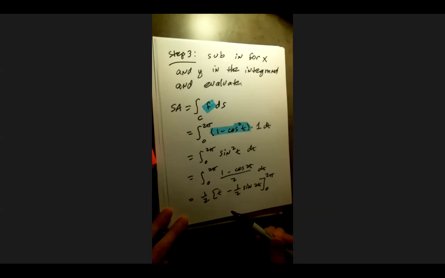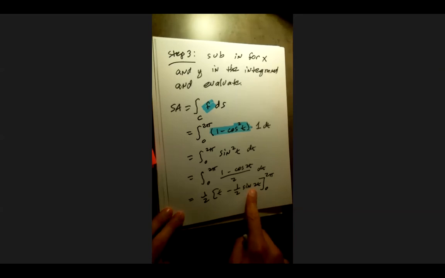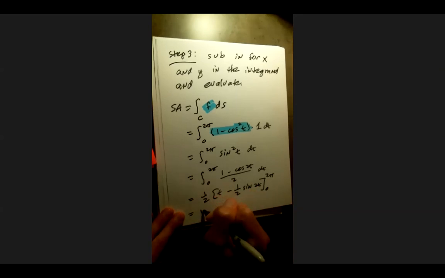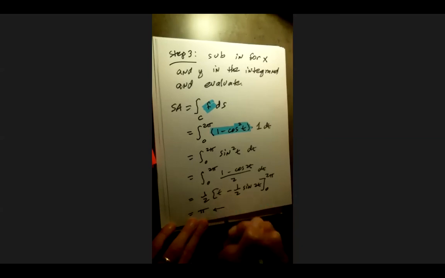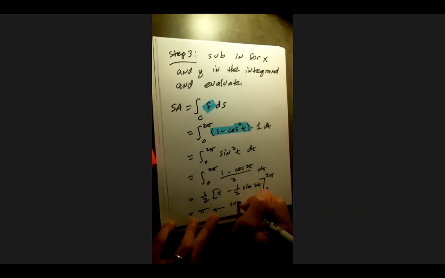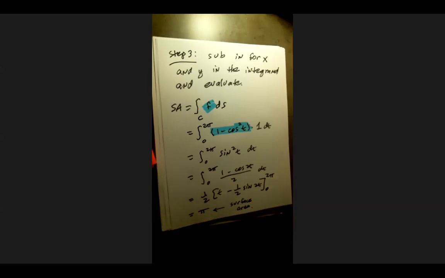Okay, so we have t minus 1/2 sine 2t from 0 to 2 pi. Notice that at 0 and at 2 pi, the sine part will be 0, and so we're just left with pi at the end of the day. What does this pi represent? Surface area. Yeah, so this is our surface area. Very good. Questions about this?